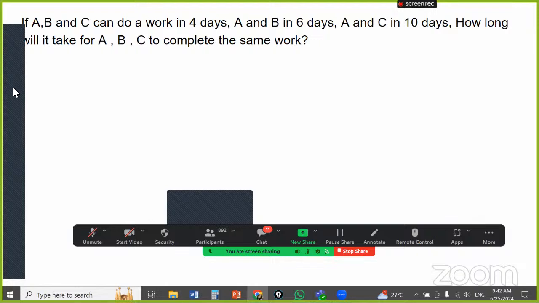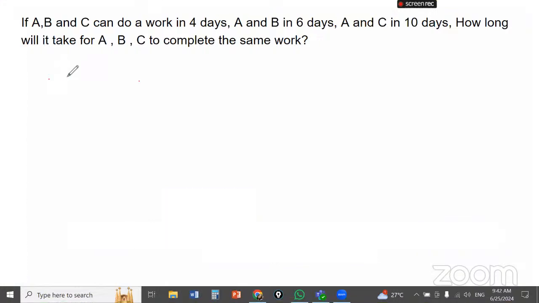So how can this be solved? First, as it is given, A plus B plus C, all the 3 of them together, complete in 4 days. This is what they have given for us. And B and C together. A and not B and C.